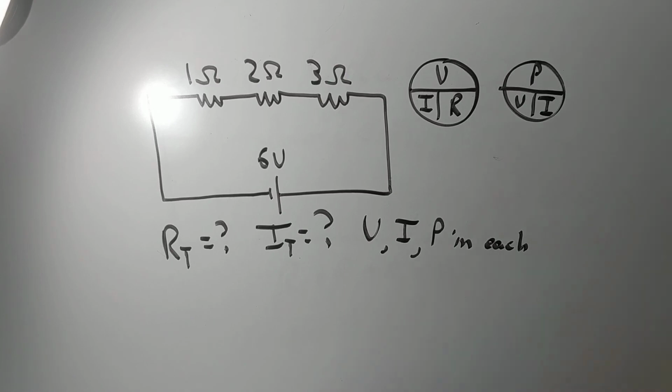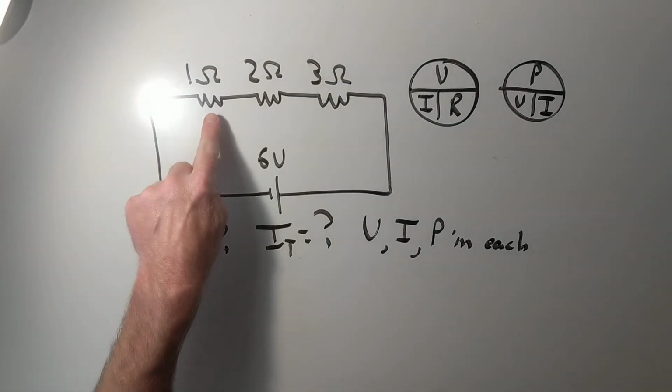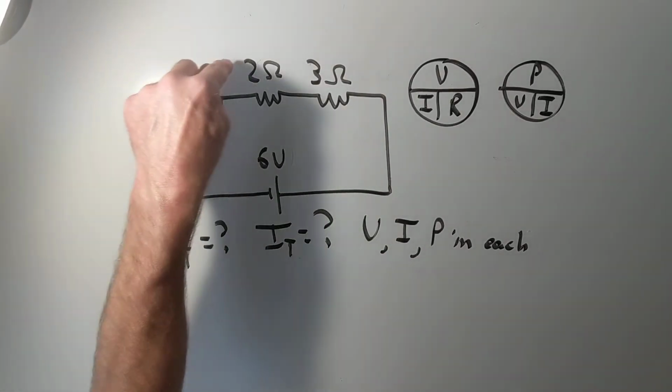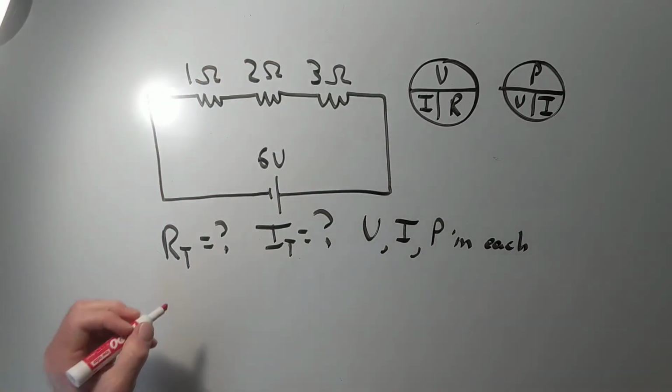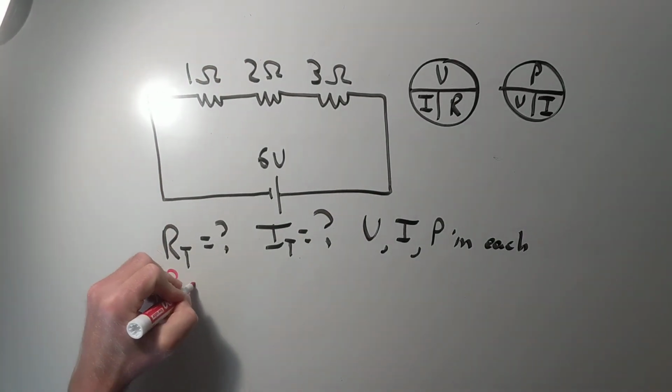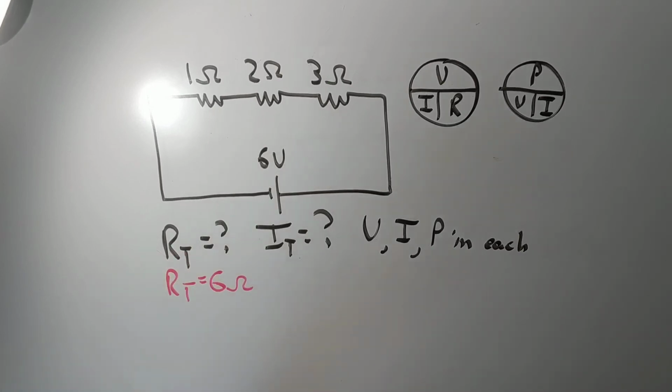So first off, what's the total resistance? Well, the total resistance is just going to be us adding these together. I've got 1 ohm, 2 ohm, and 3 ohms. So that means the total resistance here is going to be 6 ohms. That's where you should start. Start with what is your total resistance.